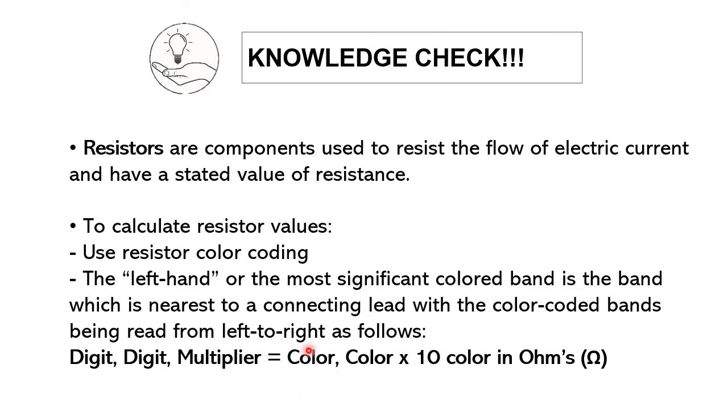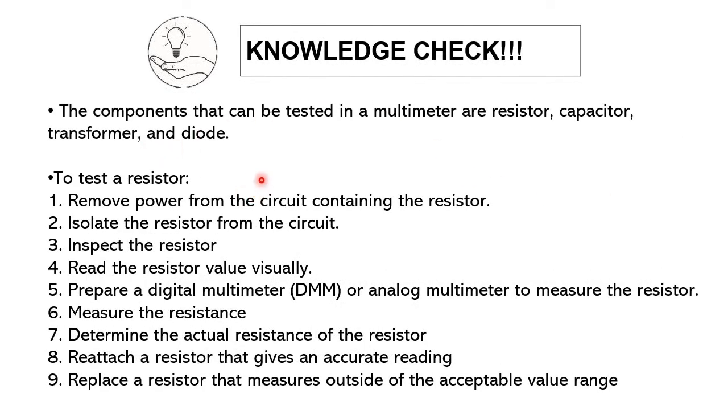Resistors are components used to resist the flow of electric current and have a stated value of resistance. To calculate resistor values, use resistor color coding. Remember that the left hand or most significant colored band is the band nearest to a connecting lead, with the color-coded bands being read from left to right as follows: digit, another digit, multiplier, equals color times 10 to the color, in ohms. The components that can be tested with a multimeter are resistor, capacitor, transformer, and diode.